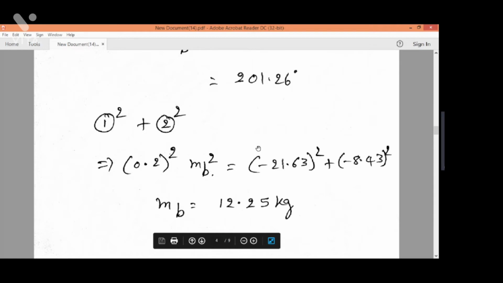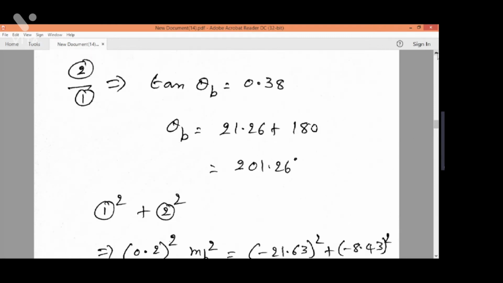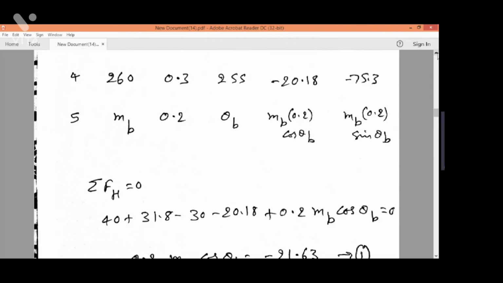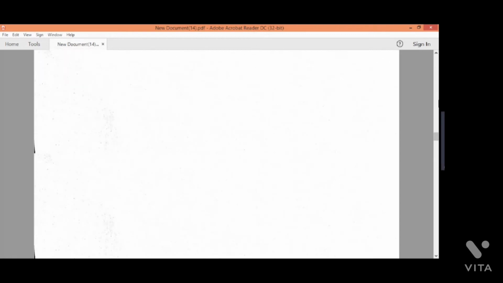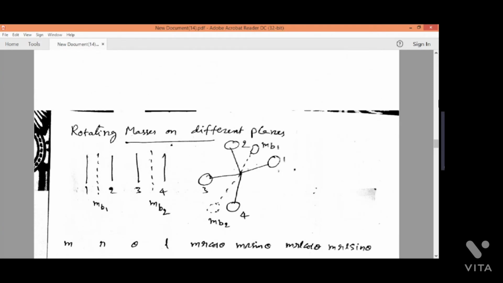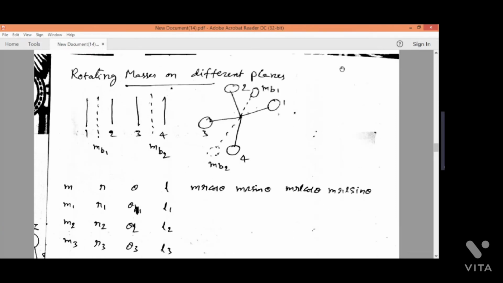So when a balancing of rotating masses problem is given on a single plane, first you have to fill the table with the columns m r, theta, mr cos theta, mr sin theta.